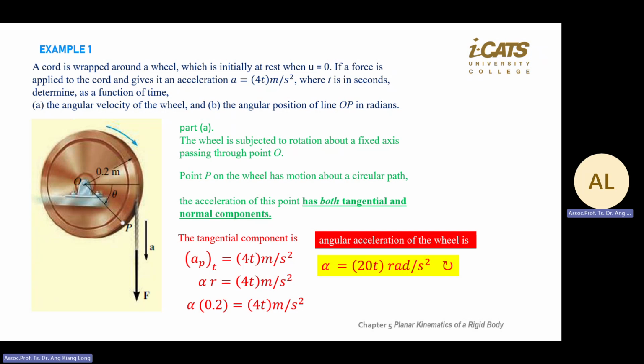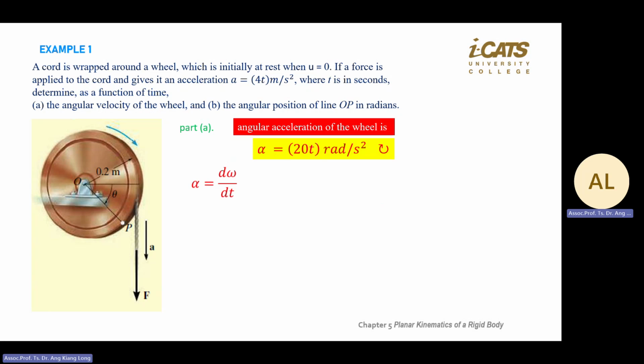The acceleration that you learned in chapters 1 to 3 is meter per second square, which is a, but this is angular, in rotation of a rigid body, alpha. Okay, once we have alpha, you need to find the angular velocity, which is omega.